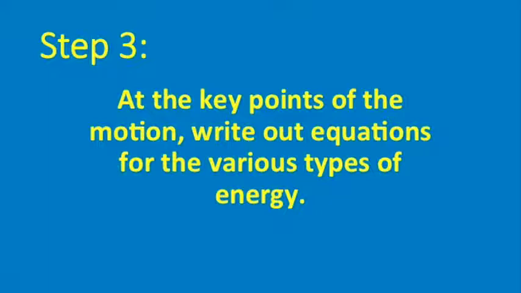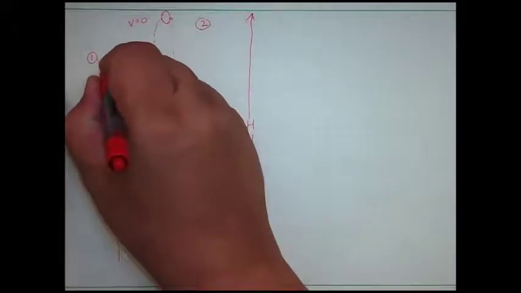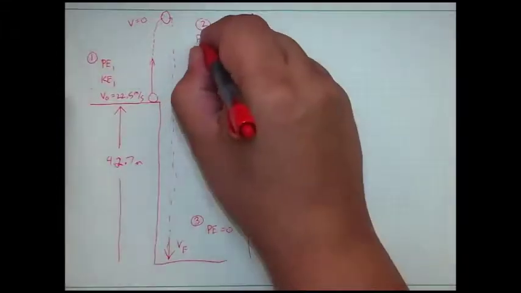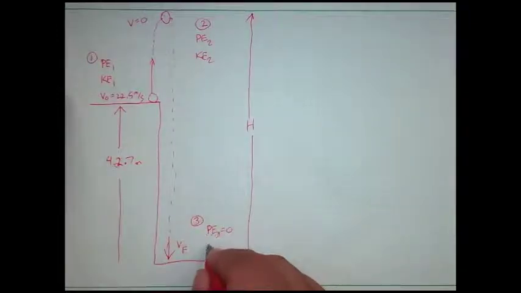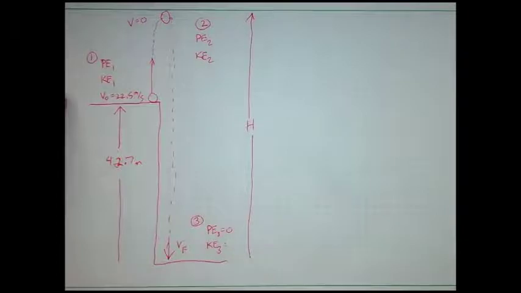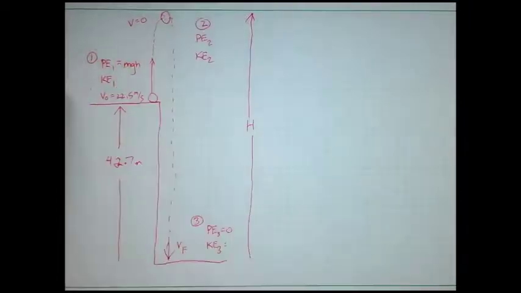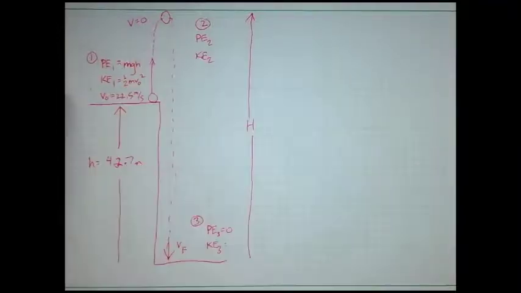Step 3 is, at key points of the motion, write out equations for the various types of energy we're utilizing. Well, in this problem, we're going to be utilizing gravitational potential energy and kinetic energy. So we indicate what the gravitational potential energy and kinetic energy are at each of our 3 positions. Here at the beginning, the potential energy of the ball is mgh, where h is 42.7 meters. And the initial kinetic energy is 1/2 m v naught squared.